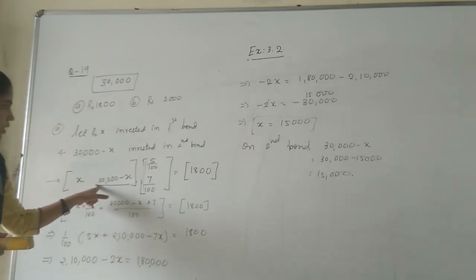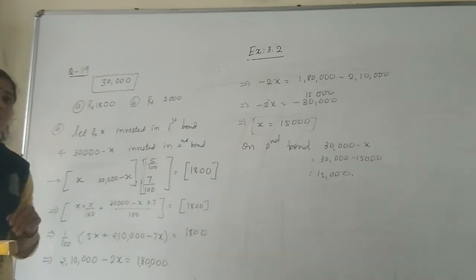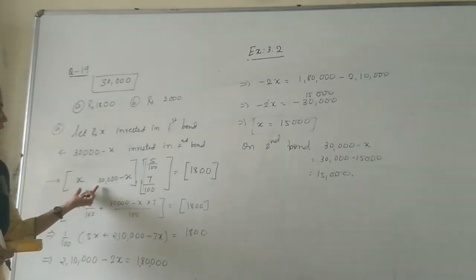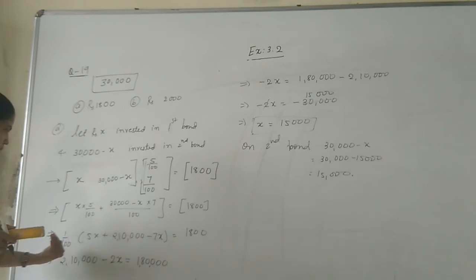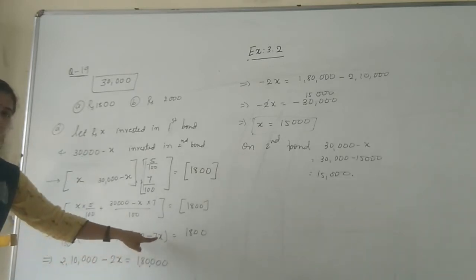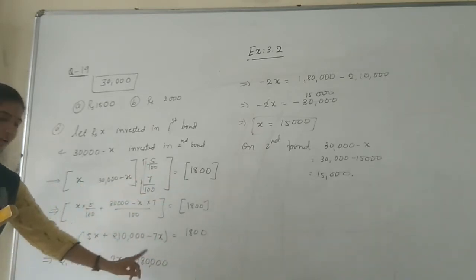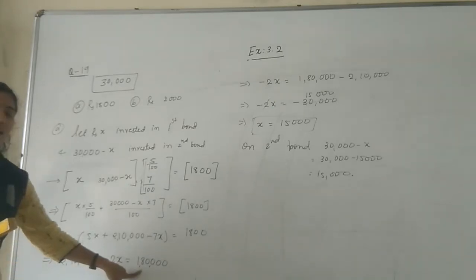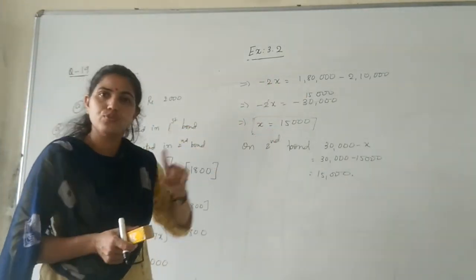So we will write down first as a row matrix and second as a column matrix, because we have to multiply, so the condition of multiplication has to be applied. So now x into 5 by 100, all this is there. 100 is common in both, I have taken it outside. So 1 by 100 into 5x plus 2,10,000 minus 7x is equals to 1800. This 100 we have shifted here. So it is 2,10,000 minus 2x is equals to 1,80,000. So minus 2x is equals to this. So x is equals to 15,000.